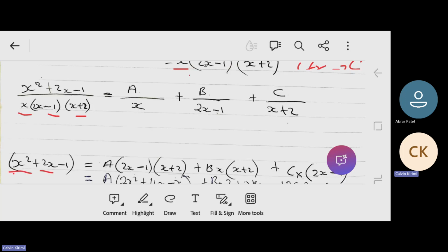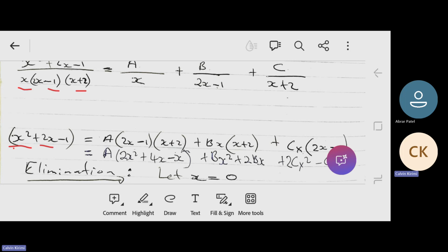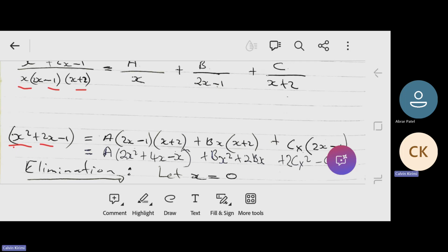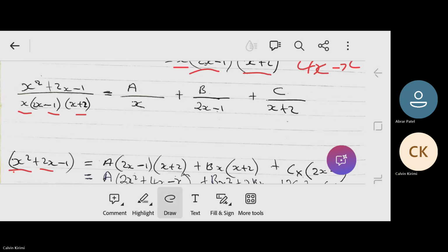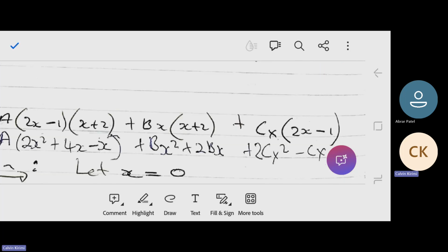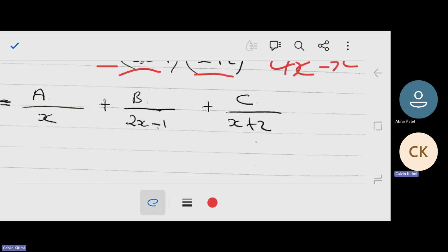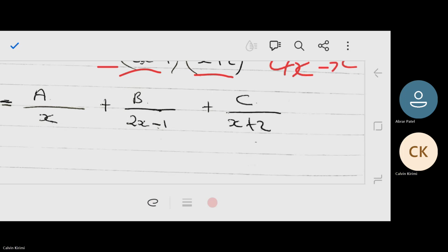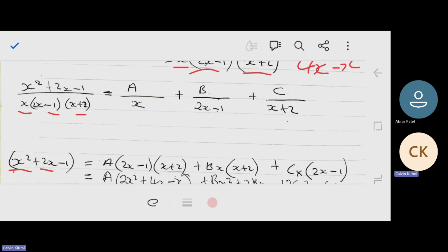All right. So from this step now, we can also let x equal 0. By letting x equal 0, we can eliminate this one. Letting x equal 0 can only eliminate certain values, not the whole expression.